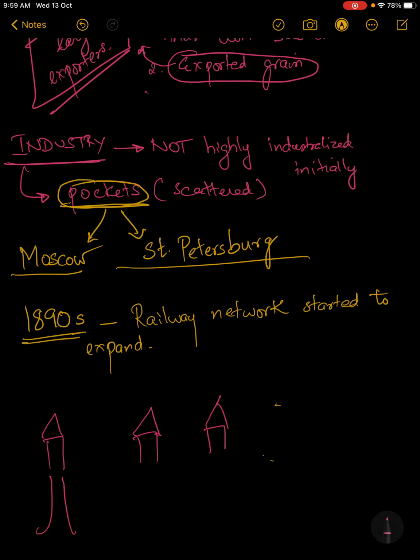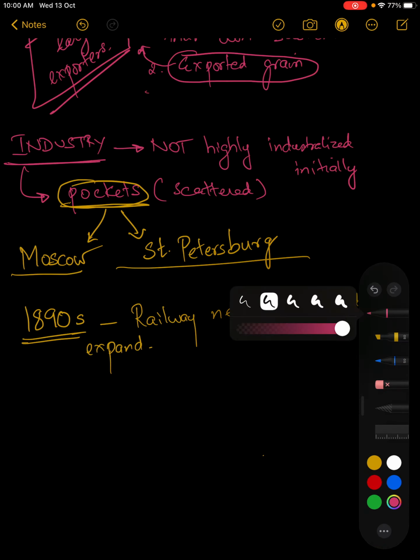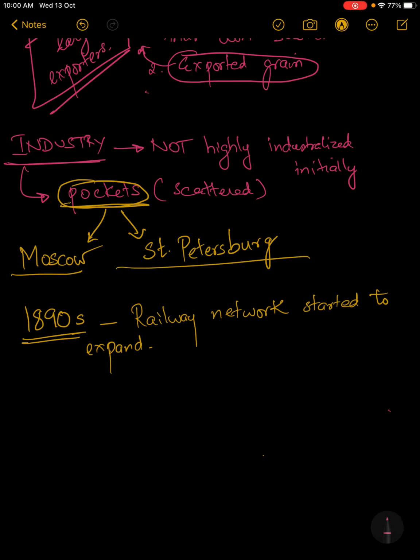Trains will help transportation of raw materials. Trains will also help take the finished material out of the factory to the cities, towns, villages, what have you. So basically, trains are now going to play a huge role in the industrialization of Russia. The railway network is now expanding. Is it making sense to you?